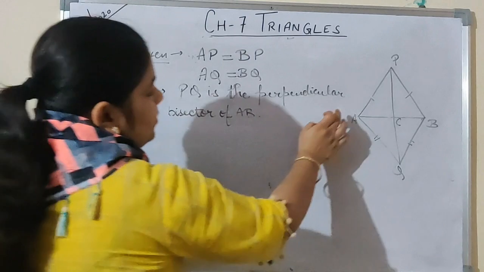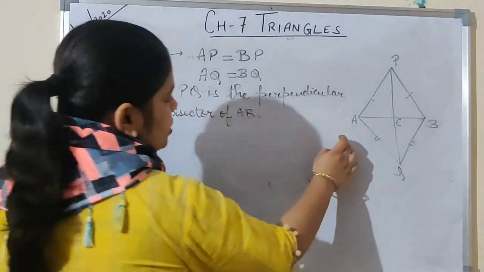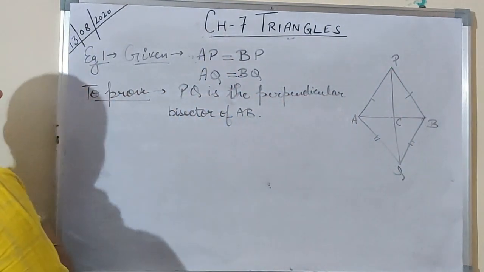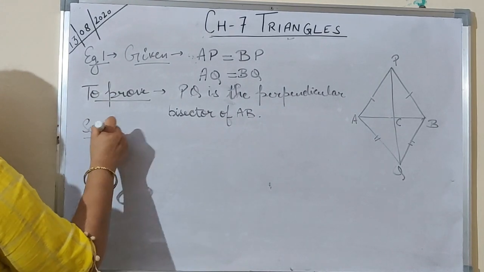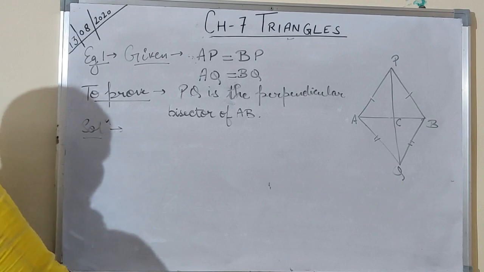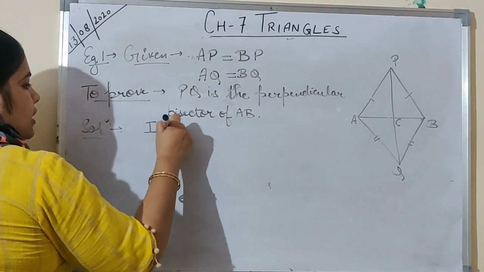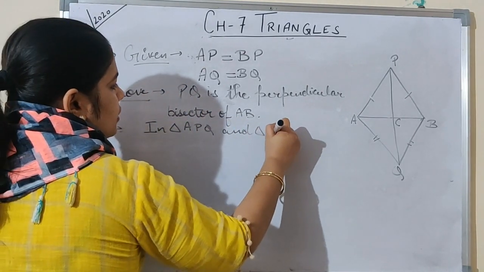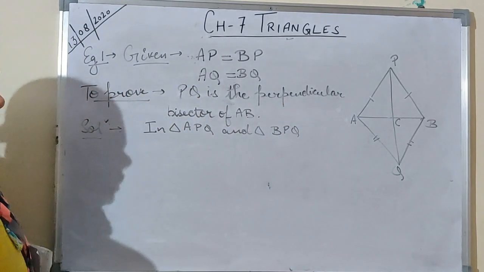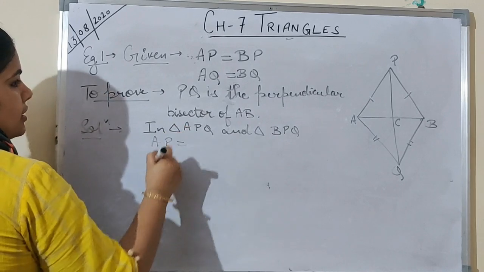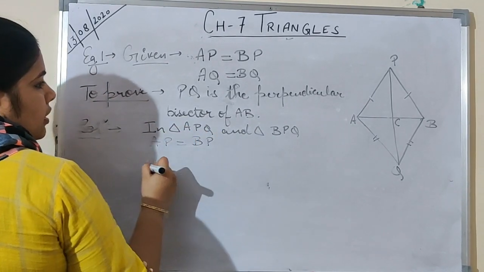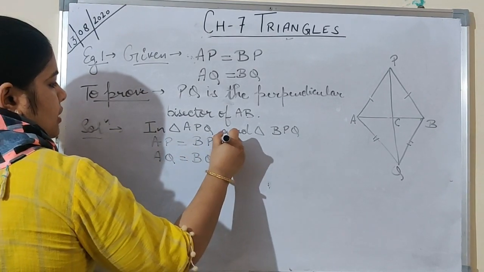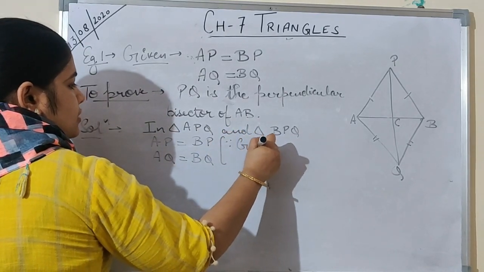First, you can see that AP is equal to BP given to us, and AQ is equal to BQ given to us. So first I'm going in triangle APQ and triangle BPQ. So we can write here that in triangle APQ and triangle BPQ, AP is equal to BP. What else can we write? That AQ is equal to BQ. This is because of given to us.